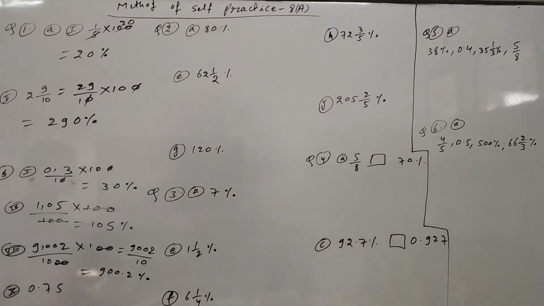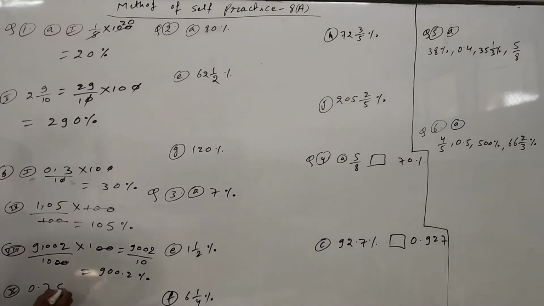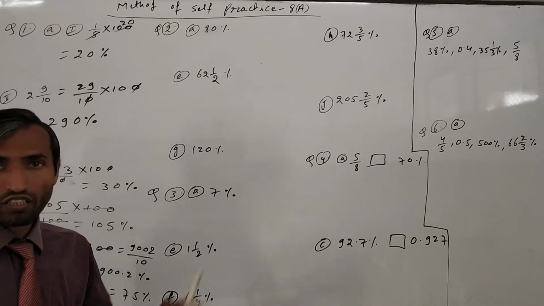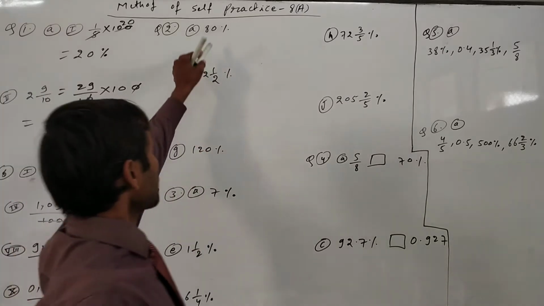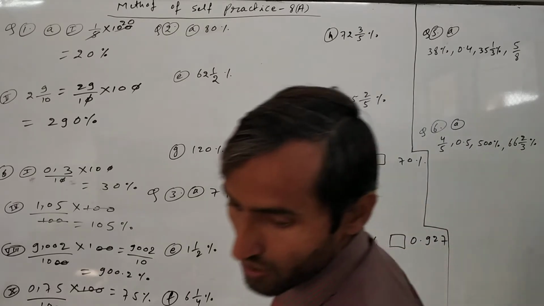Now this one is the 10th one. 0.75, a decimal, is given. So again we have to convert into percentage. For that we have to multiply by 100. Just remove this point. Then 100 will come. 100 cancel. Then it will come 75%. This is the answer. Now these were to convert into percentage, and in the next ones percentages are given. We have to convert into fractions, the simplest fraction.